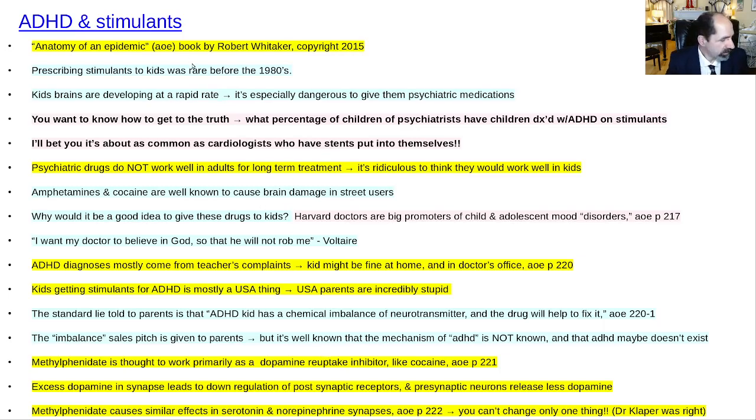Okay, Anatomy of an Epidemic. This is the book by Whitaker. And Whitaker, like I said, has a whole bunch of online videos. He's a very bright guy. He's a very good writer. And he tells you the truth. So you learn a lot. If you want to just look up Robert Whitaker, if you want to hear a bunch of lectures on neuropsychopharmacology, he tells it like it is. He doesn't have any dog in the fight, so he doesn't really care. Nor do I. I couldn't give a rat's ass about psychiatry.